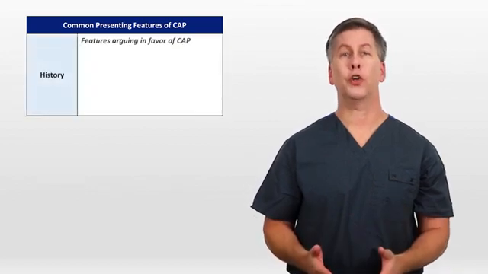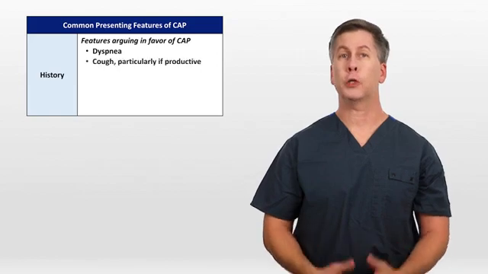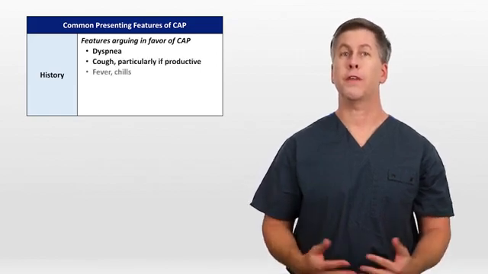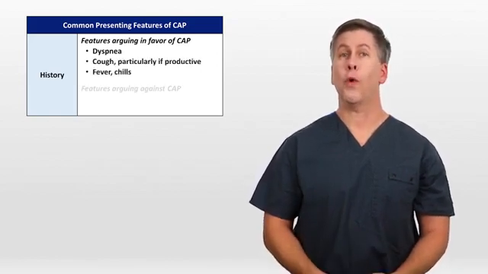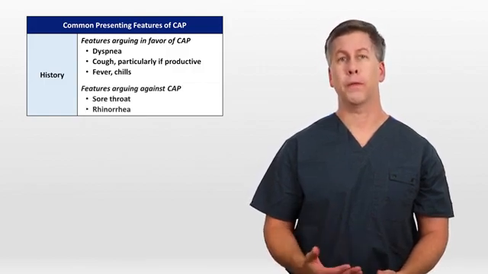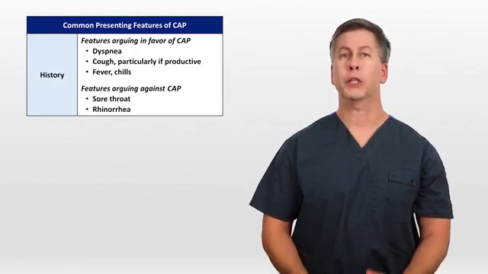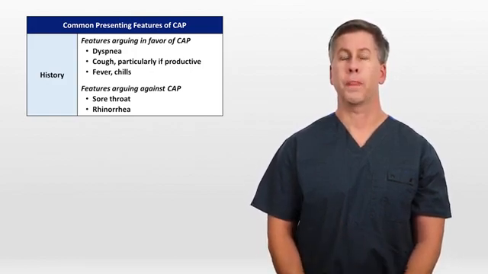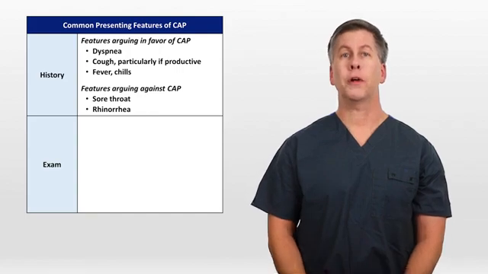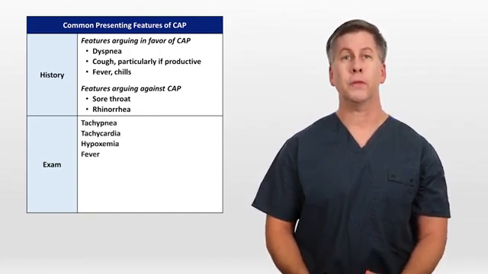Historical features that argue in favor of CAP include dyspnea, cough, particularly if it's productive, fever, and chills, while features that argue against CAP include a sore throat and rhinorrhea, both of which are associated with upper rather than lower respiratory tract infections. Exam findings typically include tachypnea, tachycardia, hypoxemia, and fever.